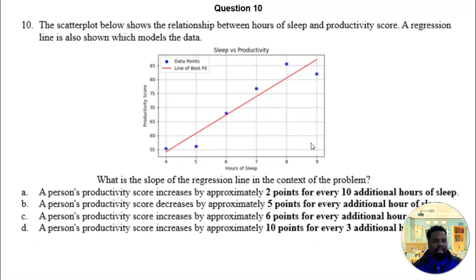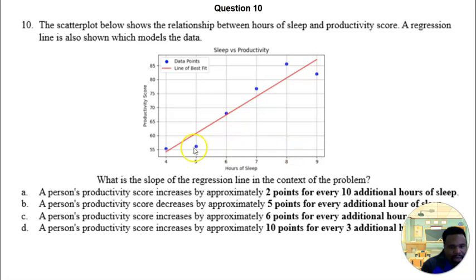And then look at number 10. All right. The scatter plot looks at the relationship between the hours of sleep and the productivity score. This is our regression line here. And what we're trying to do is find our slope, and it's asking what does the slope mean. So we find our slope here, and we could try to choose 2 points and do our rise over run. It's kind of hard to do here, but we can make a good guess.